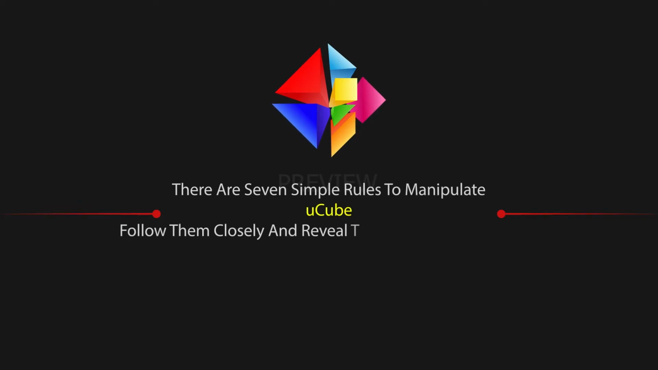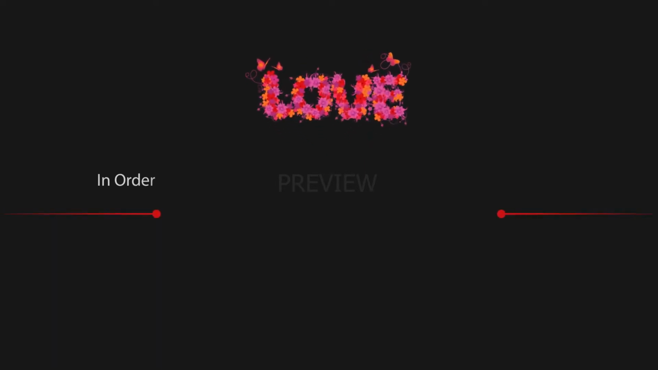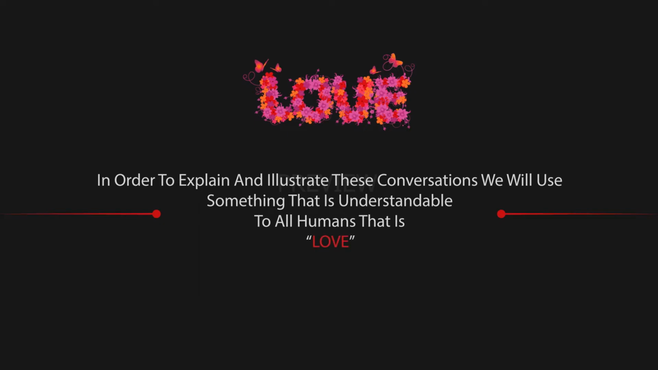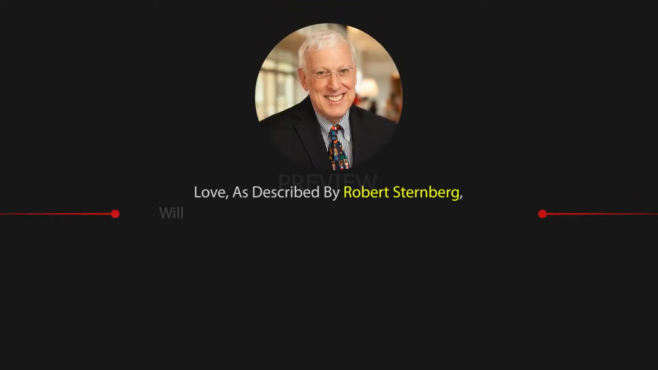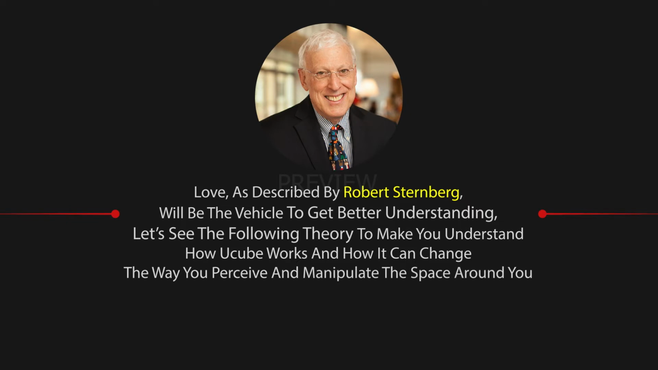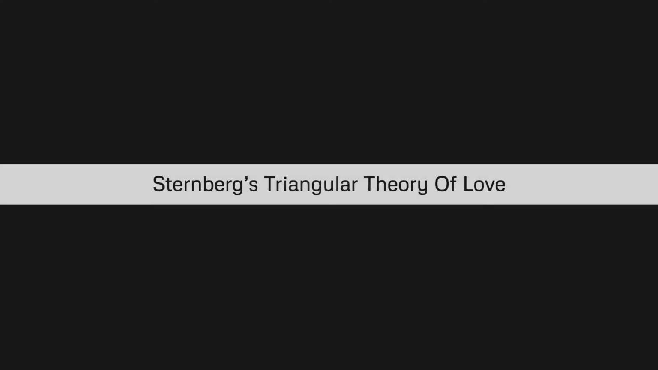Follow them closely and reveal the essence of everything that surrounds you and the hidden codes that unify it all. In order to explain and illustrate these concepts, we will use something that is understandable to all humans. That is love. Love, as described by Robert Sternberg, will be the vehicle to make you understand how uCube works and how it can change the way you perceive and manipulate the space around you. To get a better understanding, let's see the following theory. Sternberg's triangular theory of love.